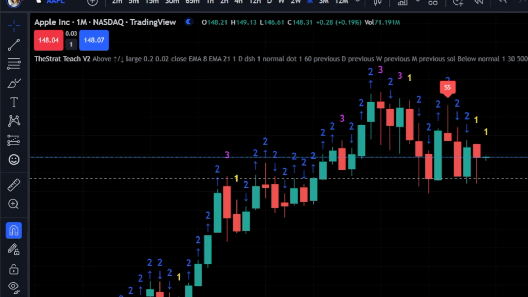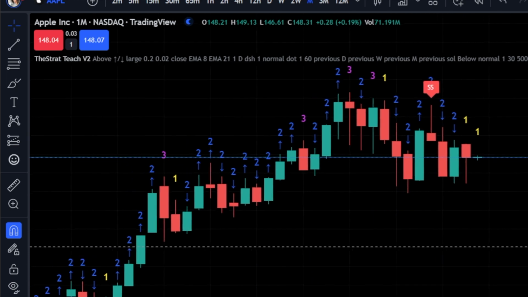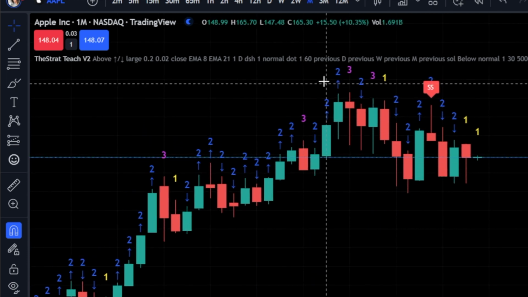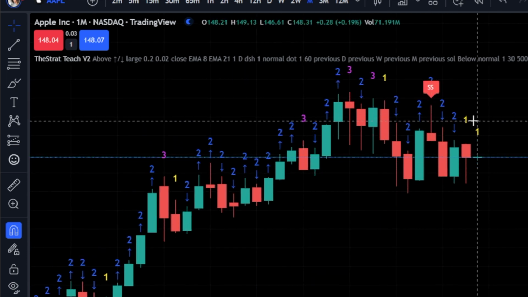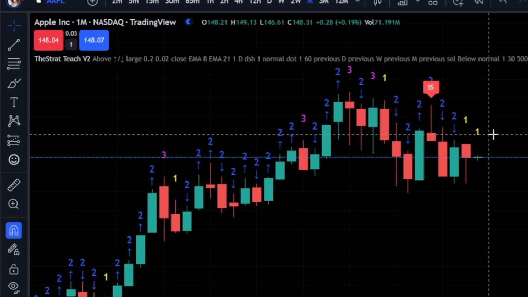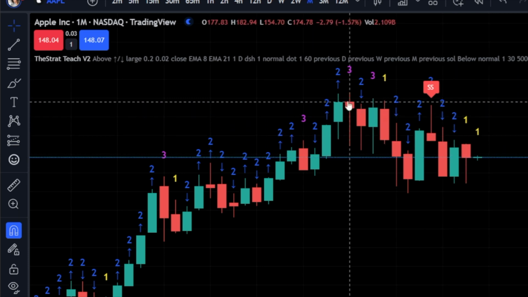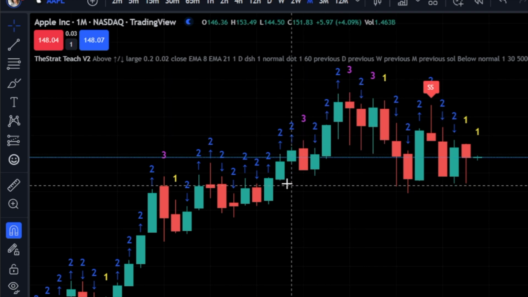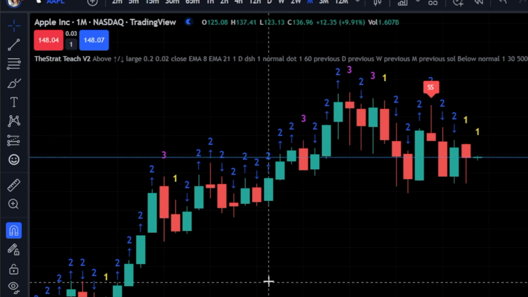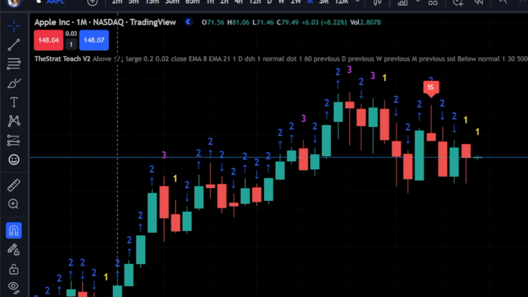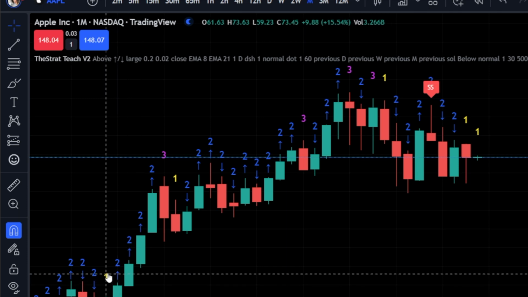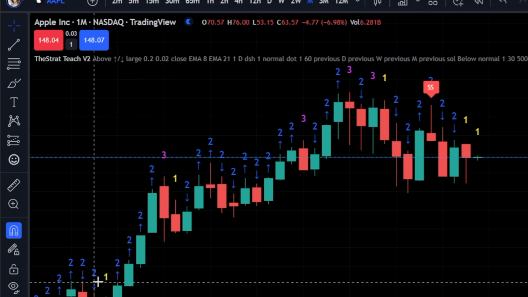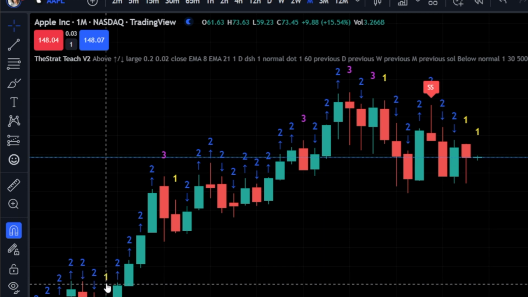So the first thing we are going to learn is, what are the numbers? What in the world are the numbers? You see these numbers and you're saying, what in the world is going on? Okay. So we are not going to pay attention to the color of the candles. I want you to understand what the candle is doing. Okay. So starting here from the left, we're going to start with the number 1. The number 1 is an inside bar.